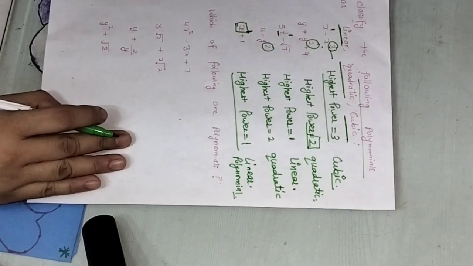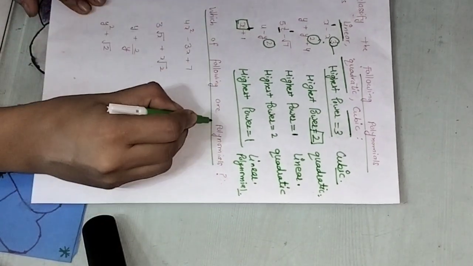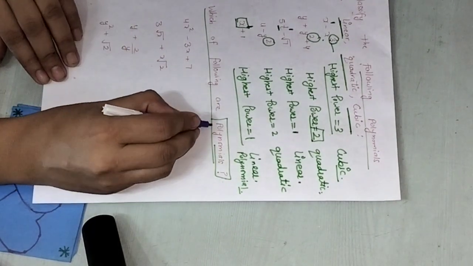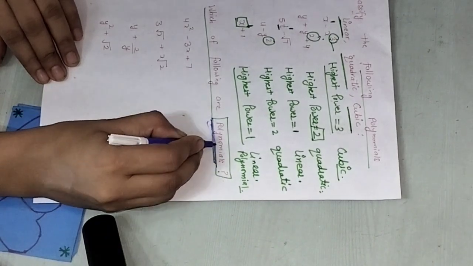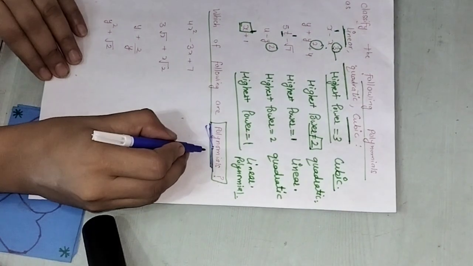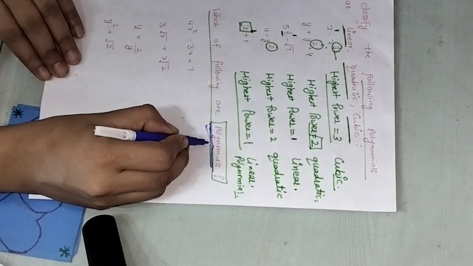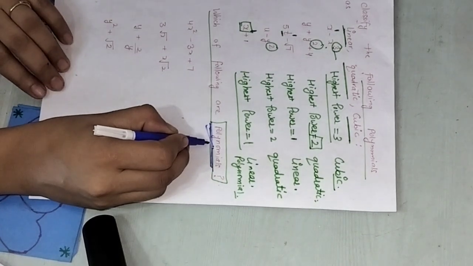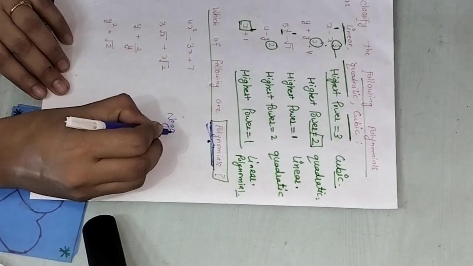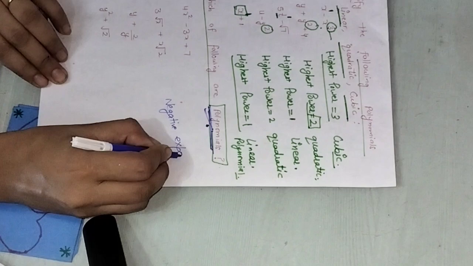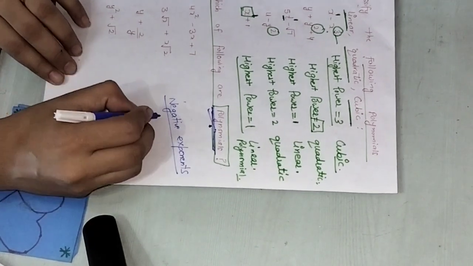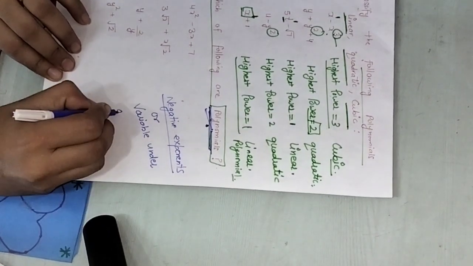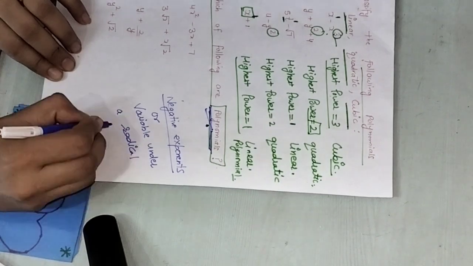In the next question we have to tell which of the following are polynomials. This is a concept in which we have to tell whether a statement is a polynomial or not. How can we tell? What are the conditions in which a statement is not a polynomial? There are two basic things we need to remember. Whenever there are negative exponents or variables under a radical. Radical means root.